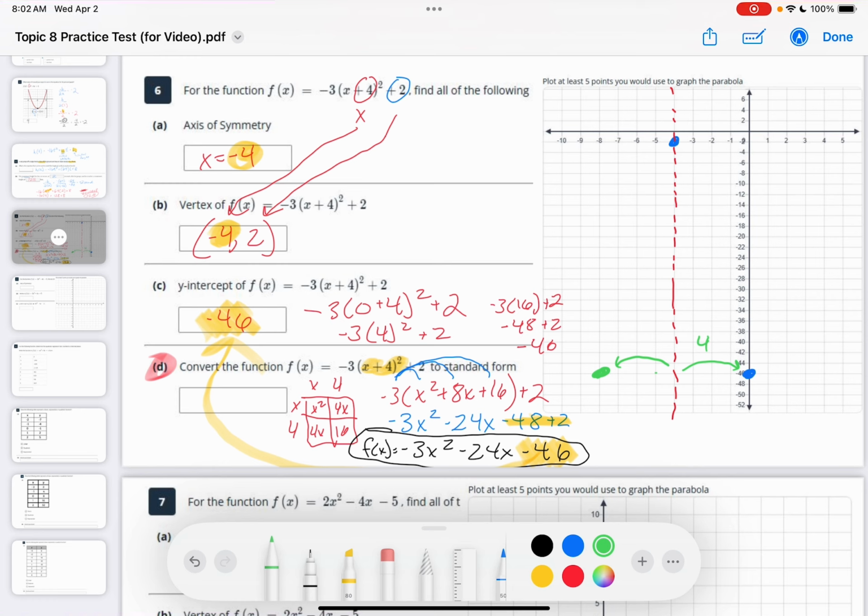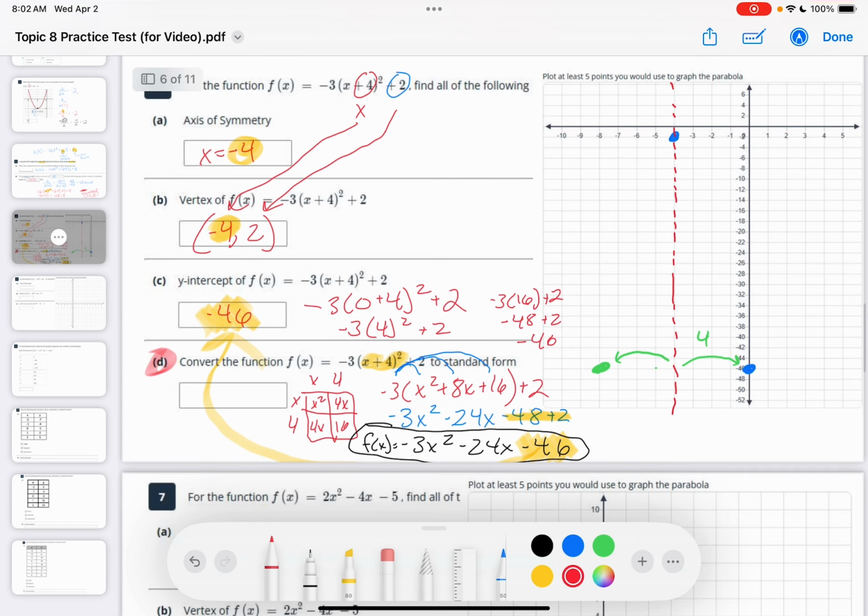Now we do need one more point to do this, most likely, so I'm going to sub in negative 2 into the equation. And again, we can sub negative 2 into the standard form equation or into the vertex form equation. Let's use the vertex form equation. So we're going to go negative 3. Now again, we want the x value to be negative 2 from here.